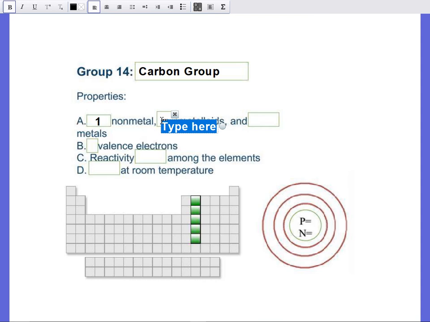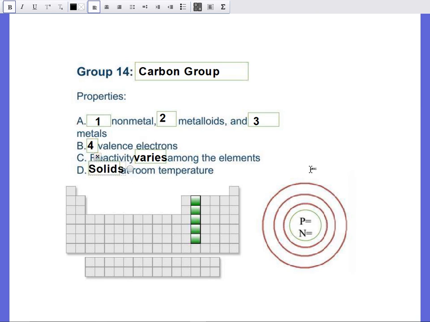And then we have 2 metalloids below and 3 metals. There's 4 valence electrons, and you can see that on the top of your periodic table where it says 4A. Reactivity varies among elements because metals still tend to lose valence electrons, nonmetals still tend to gain. But one similarity they all have is that they're all solids at room temperature.